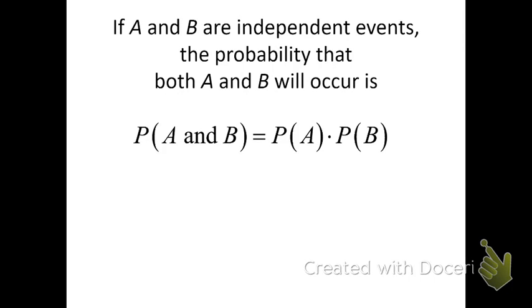So that takes us to multiplying probabilities together. As long as two events are independent of each other, and you want to know the probability that both will occur, you can multiply them together.